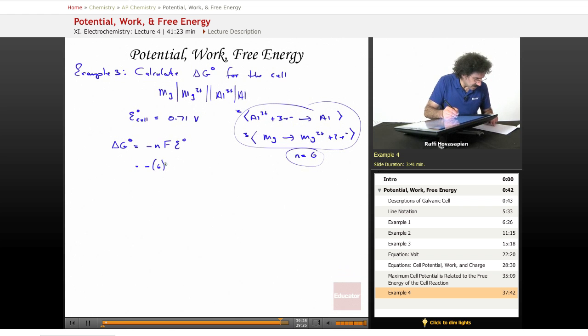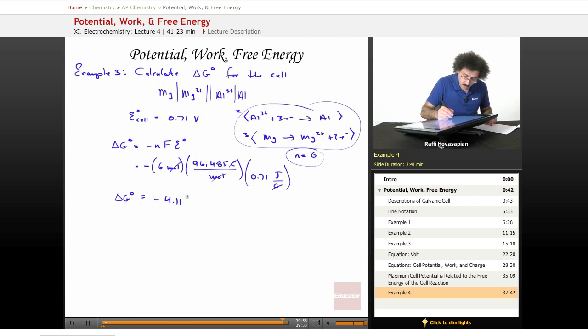6 moles. Actually, you know what? I'm going to go ahead and write out the units. Minus 6 moles times 96,485 coulombs per mole times 0.71 joules per coulomb. Coulomb goes with coulomb, mole goes with mole, and we end up with delta G equals minus 4.11 times 10 to the 5 joules, or 411 kilojoules.